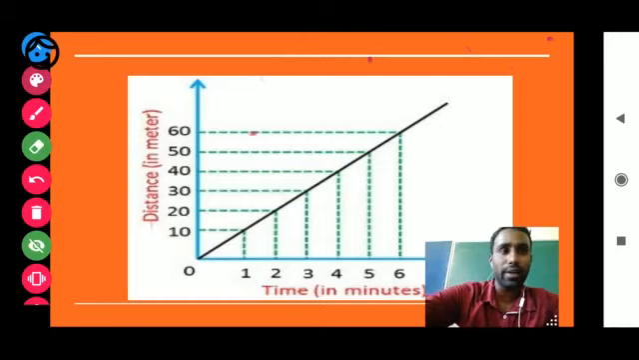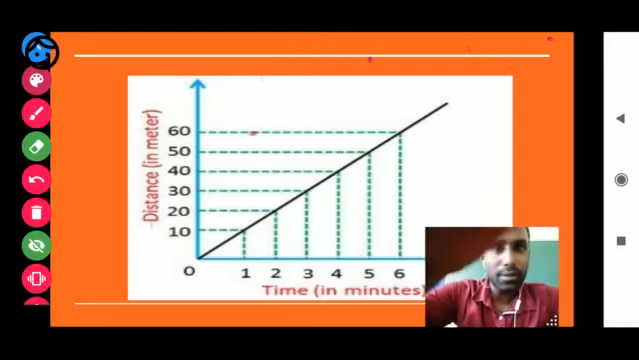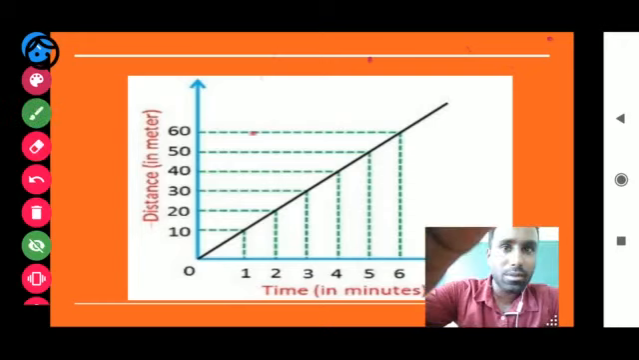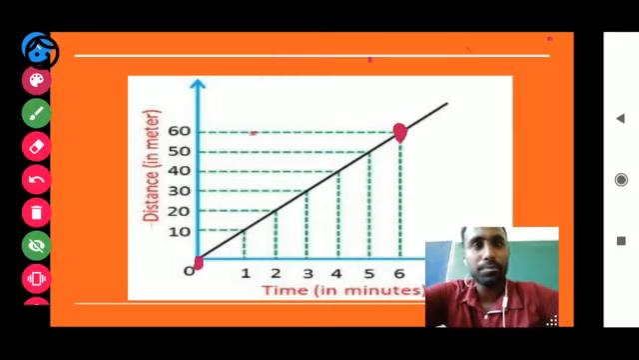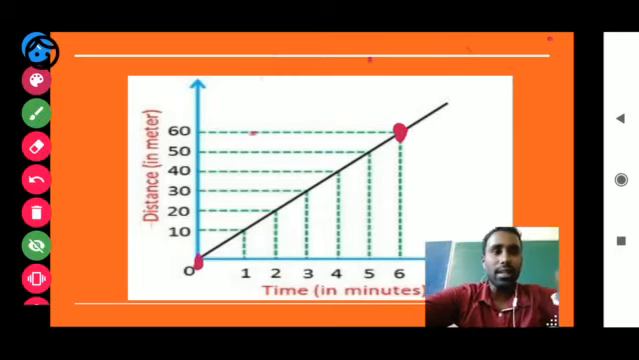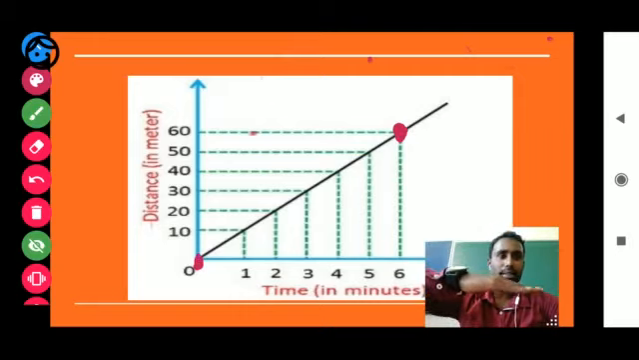From the distance-time graph, we can find the speed. Sir, how can we find the speed? What is the final point here? This is your final point. This is your initial point. So for this straight line, we have to find the slope. Slope is nothing but how much the line deviates from the x-axis, how much it is slanting. This is called slope. If we find the slope of this line, we can find the speed.